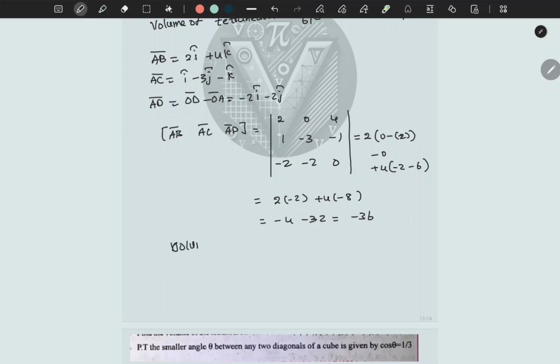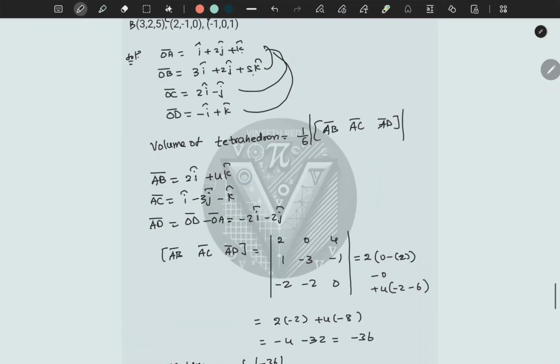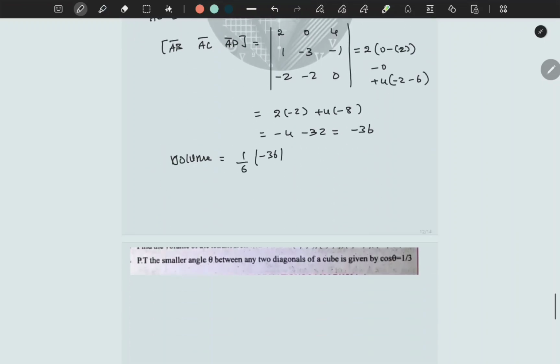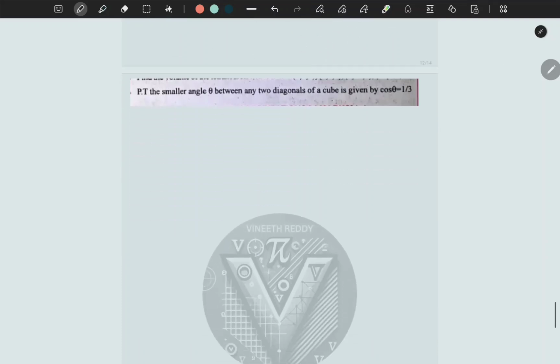But what is the volume? That is 1/6 of mod of this, right? Volume is 1/6 of magnitude or modulus of that. So that should be 36 by 6, it is 6 cubic units, right? Now let us go into the next question.